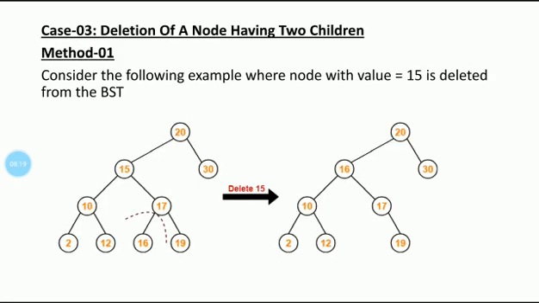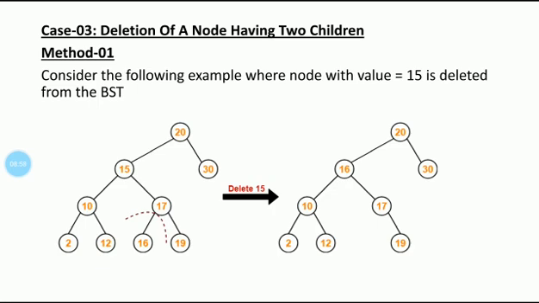And the next one is somewhat more complex compared to the first two cases. Here, deletion of a node having two children. For example, our requirement is to delete a node with the value 15. Here 15 has two children. The first one is 10 and the second one is 17. With respect to this particular case, it is done in two different ways. For example, consider the right subtree of 15. The right subtree of 15 contains three different values: 17, 16, 19. This is the right subtree.